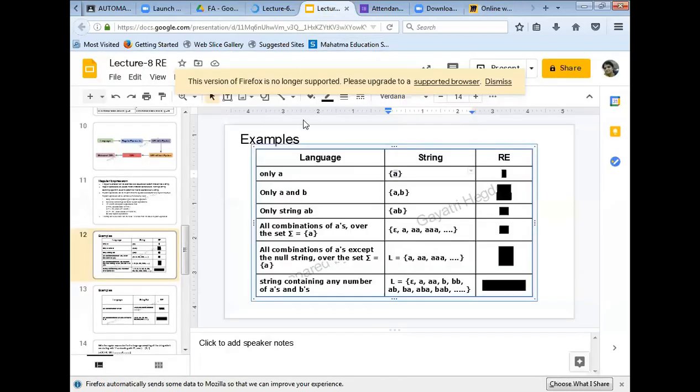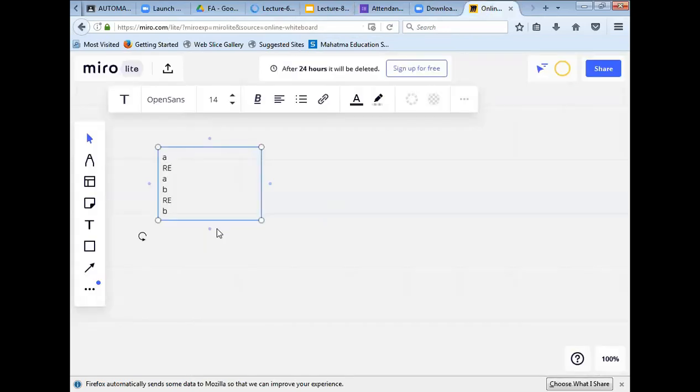Next, I have only two strings in my language. The strings are A, B. See this, the language has only two strings, A comma B. This is how the language is represented. What will be my RE for that? My RE will be A or B. It is read as A or B, not plus. The representation for A or B is also A slash B. You can write A or B as plus or as slash.